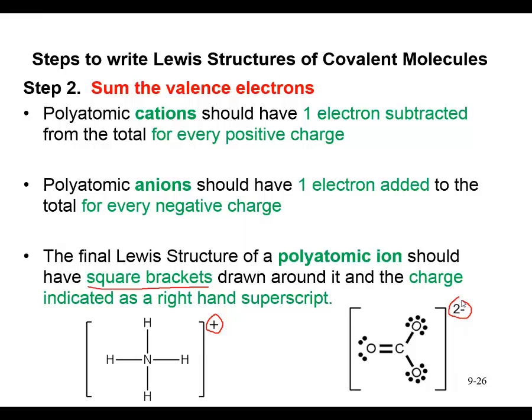And so I need to make sure I use those brackets and indicate the charge because they will show why we built the structure with, in ammonium's case, 1 less electron, and in the carbonate's case, 2 extra electrons. So that's helping us keep track of these and representing the polyatomic ions very efficiently.